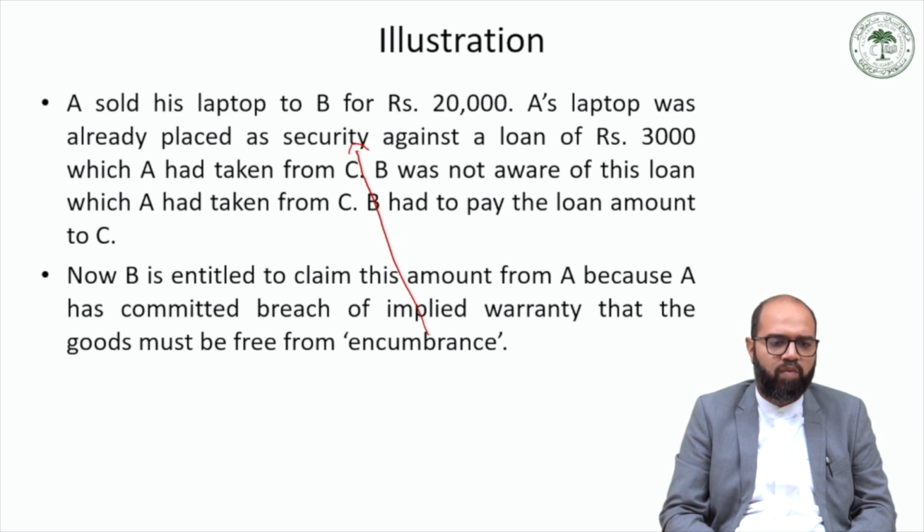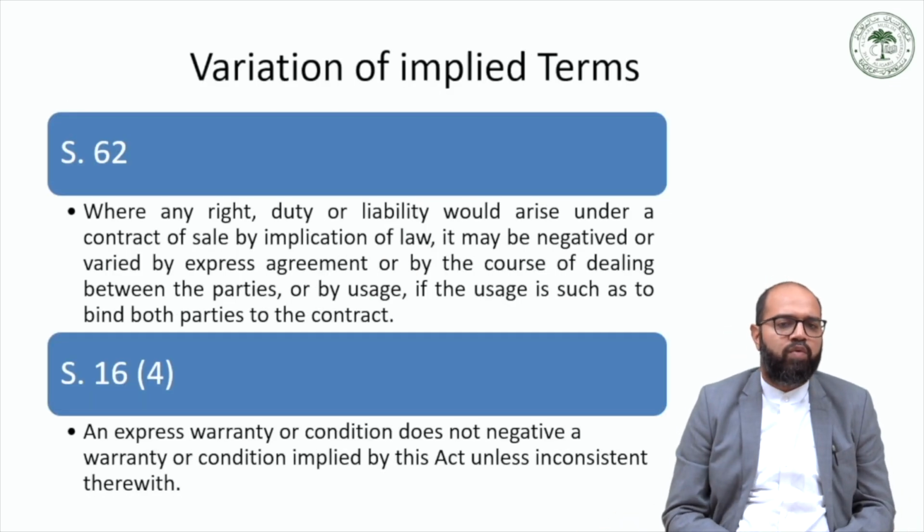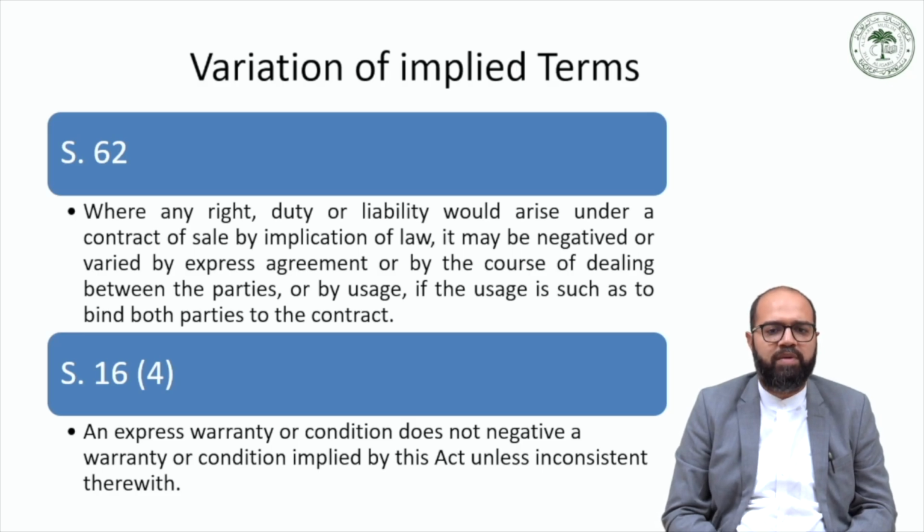Now we will take a look at the law related to variation of implied terms, which may be a condition or a warranty. There are two provisions which are relevant for this discussion. First is section 62, which reads as: where any right, duty or liability would arise under a contract of sale by implication of law, it may be negatived or varied by express agreement or by the course of dealing between the parties or by usage, if the usage is such as to bind both parties to the agreement.